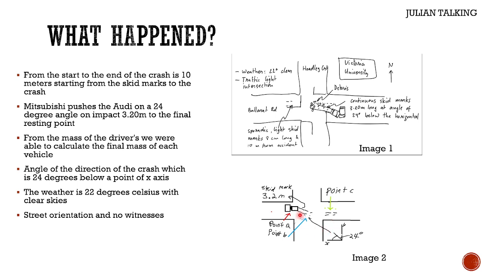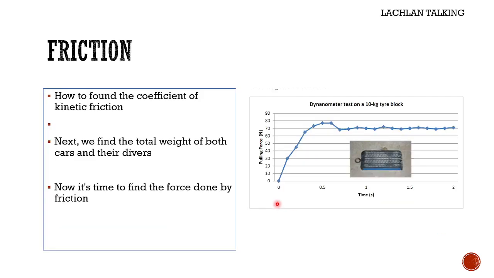The Audi was traveling in a Y direction and Mitsubishi in X direction on an axis, with 24 degrees from the skid marks, showing 3.2 meters from the impact. First we will need to find the friction. We can find this by the indication of the skid marks. The friction is the force that is making the vehicle slow down.